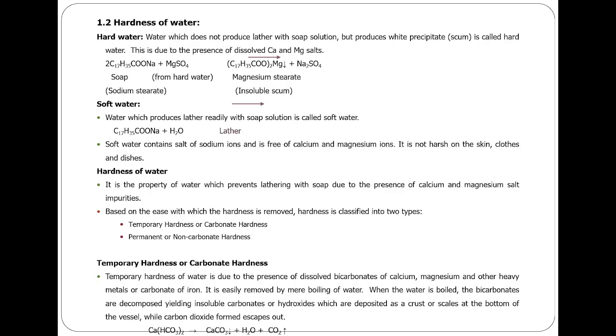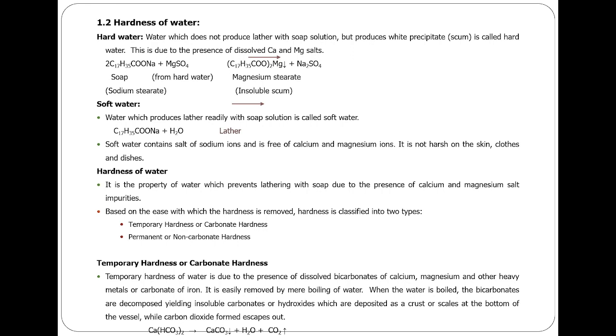Let me explain the two types of hardness of water. Before starting the types, you should understand what you mean by hardness. Hardness is nothing but a white precipitate formed in the water when you add soap water. That means the water contains what? Calcium and magnesium. So the water which contains calcium and magnesium is said to be hard water.